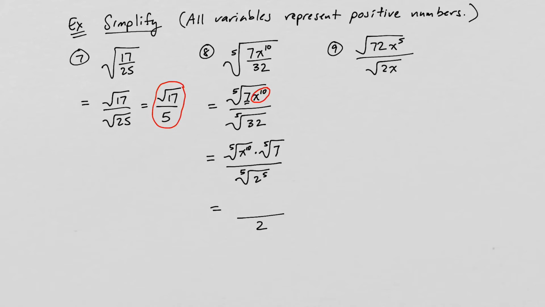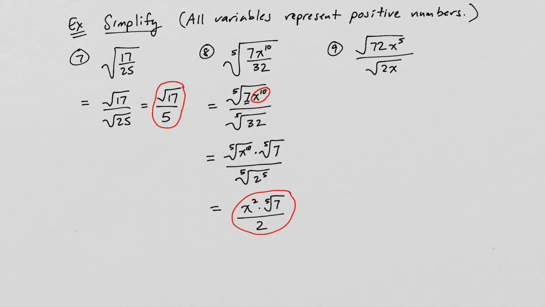And in the numerator, the 5th root of x to the 10th is x squared. So the trick there is 5 goes into 10 2 times. And then, of course, the 5th root of 7 is just the 5th root of 7. And so I know this answer doesn't look very nice, but it is considered to be the simplified answer.